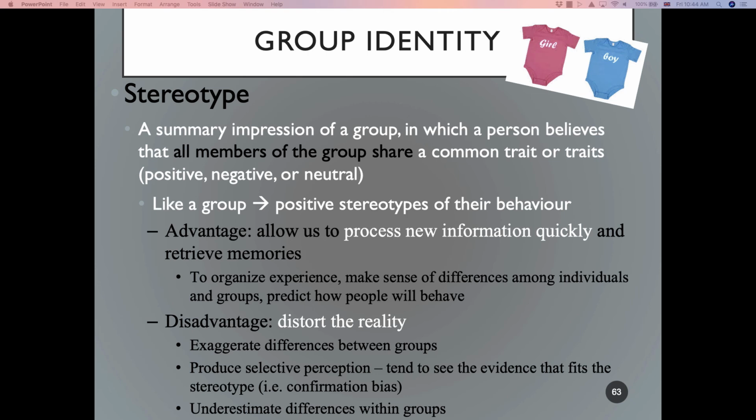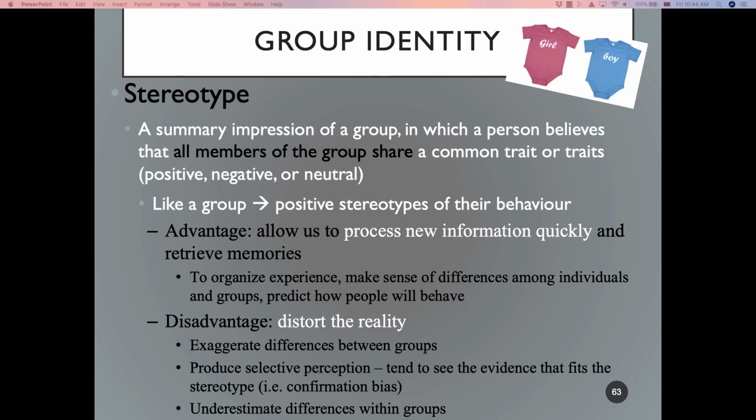And this can be fine and it can be good. But when we're looking at negative stereotypes, this can lead us to have certain types of prejudice. It can distort our reality. It can exaggerate differences between groups, differences between the in-group and the out-group. And this can lead to confirmation bias, which we've talked about before.